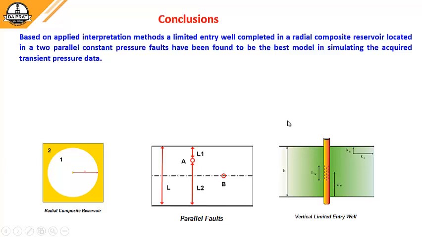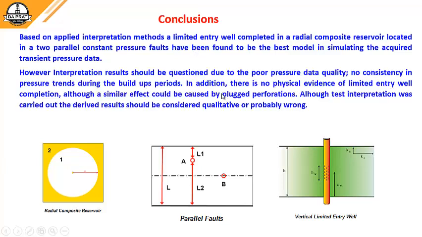So let's draw some conclusions here. We try to do our best to apply the interpretation method, and we end up with a limited entry well completed in a radial composite reservoir located between two parallel constant pressure faults. This is, mathematically speaking, the best model that we got to simulate the data. However, the interpretation results should be questioned due to the poor pressure data quality.